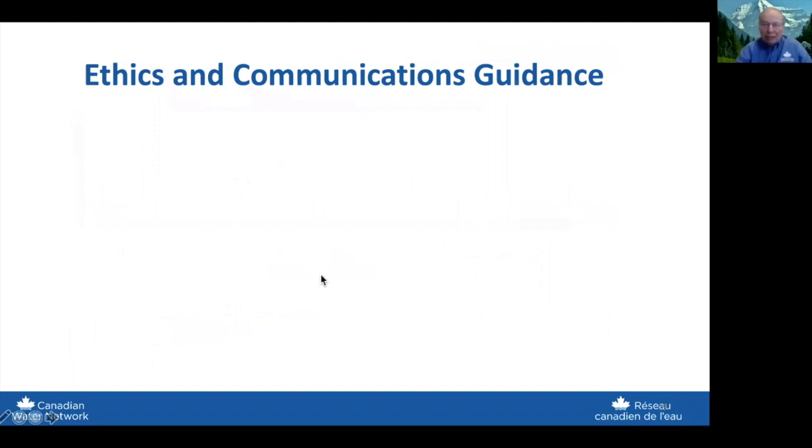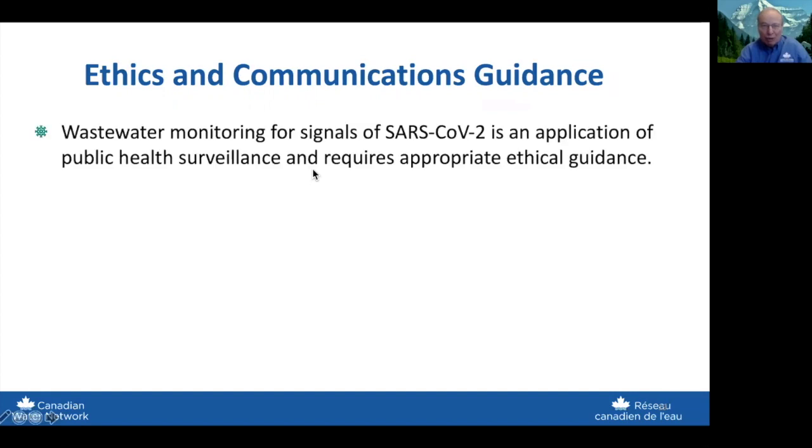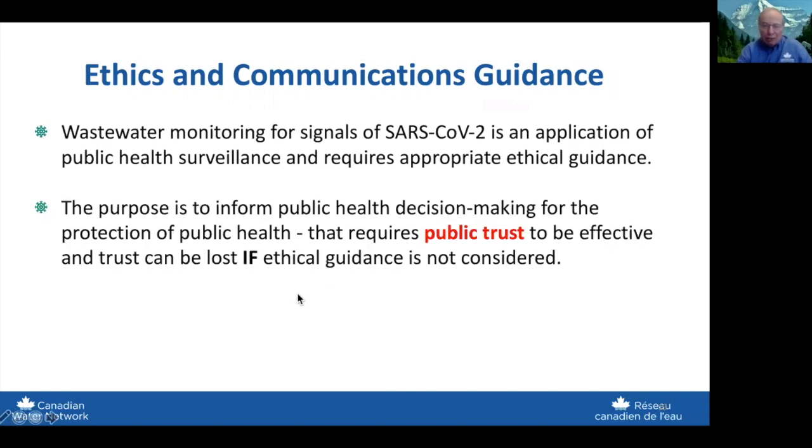So I mentioned at the outset that we've shown leadership with all of those groups who are doing this around the world. The Ottawan has talked about ethics, but nothing explicit was put out. We recognize that wastewater monitoring for SARS-CoV-2 is really an application of public health surveillance and therefore requires appropriate ethical guidance. We recognized that with our very first principles we put out in May and June. But we brought together that public health group I showed you earlier to actually produce a document.